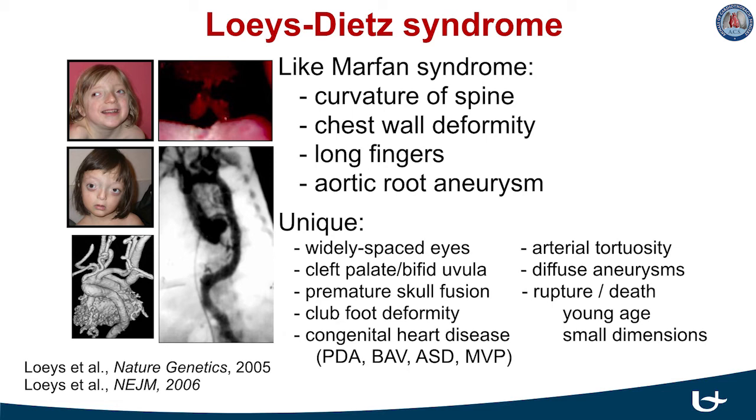These unique features include hypertelorism, or widely spaced eyes, cleft palate and bifid uvula, craniosynostosis, or premature skull fusion, clubfoot deformity, congenital heart disease such as patent ductus arteriosus, bicuspid aortic valve, atrial septal defect, the presence of arterial tortuosity with widespread aneurysms throughout the arterial tree, and rupture and death at young age and at smaller diameters than usually seen in Marfan syndrome.